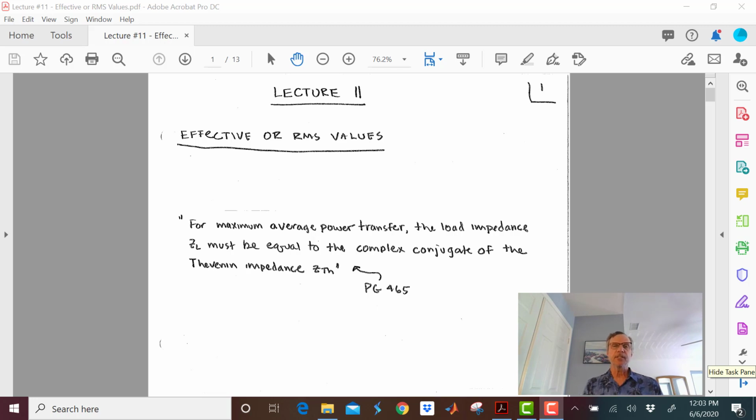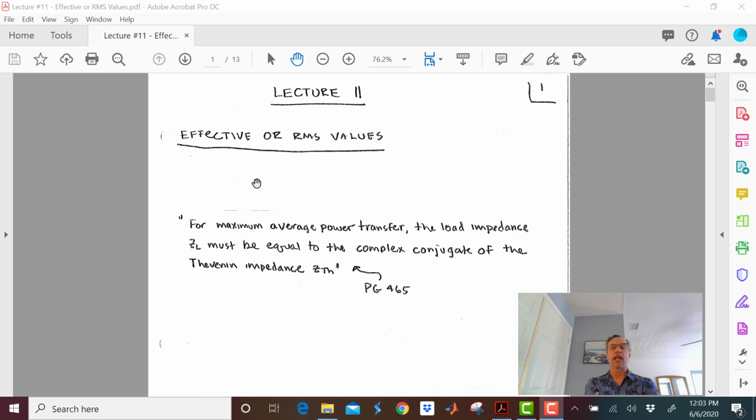So I put this statement here all by itself because this is a really important statement. One of the few things that I can actually remember. And what it says is, for maximum average power transfer, the load impedance, Z sub L, must be equal to the complex conjugate of the Thevenin impedance. And this is maximum power transfer properly stated.